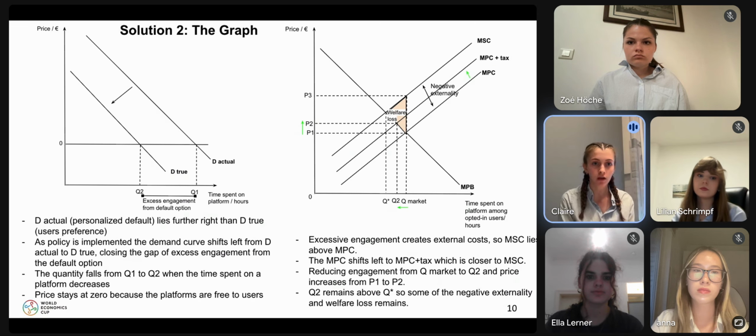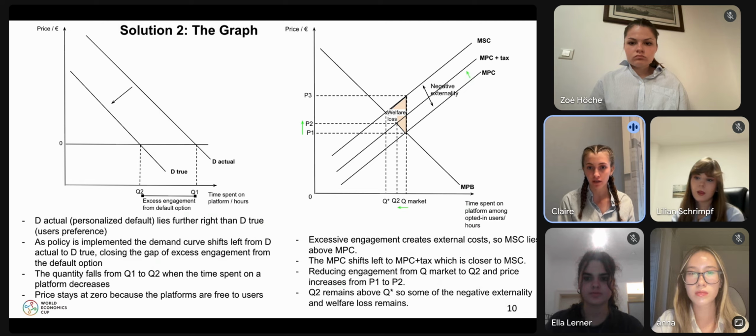The diagram on the left shows the default reset, where D actual is the personalized default, and it lies further right than D true, which is the user's actual preference. As the policy is implemented, the demand curve shifts left from D actual to D true, closing the gap of excess engagement from the default option. The quantity then falls from Q1 to Q2 when the time spent on a platform decreases. The price stays constant at 0 because platforms are technically free to users.